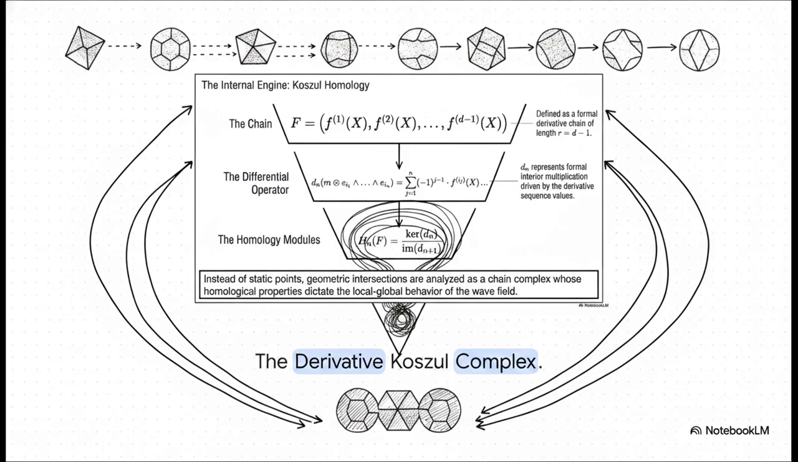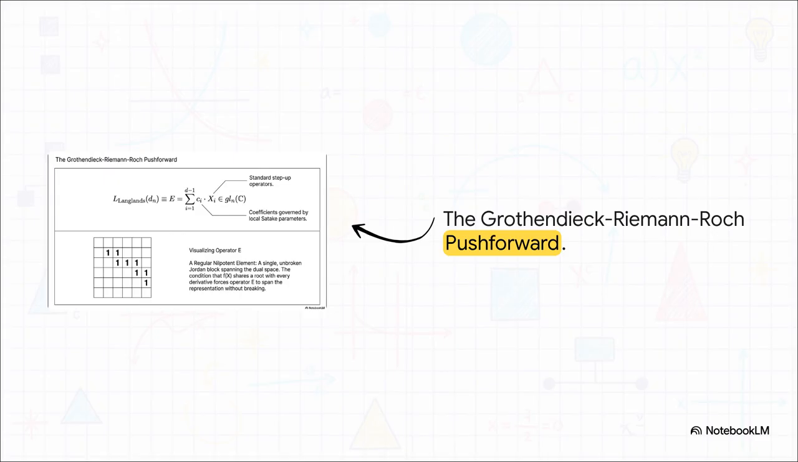If you trace that visual funnel starting from the derivative chain of length d-1, we apply a differential operator driven by the formal interior multiplication of the derivative sequence values. Eventually, we arrive at the homology modules. This whole homological structure is what dictates the local-global behavior of the entire wave field. Next, we push this complex through the Grothendieck-Riemann-Roch push-forward, the GRR. This embeds those homological modules directly into the representations of the Langlands dual group.